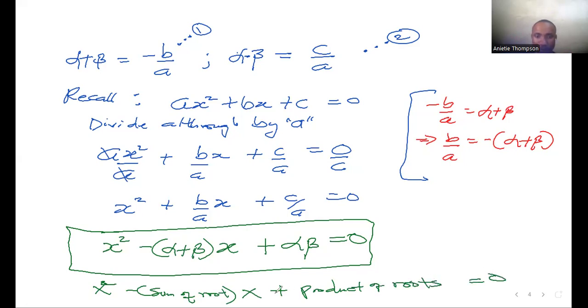Both of them equal 0. That's what that means. So how does this help us to solve some questions? We will look at that at a glance.